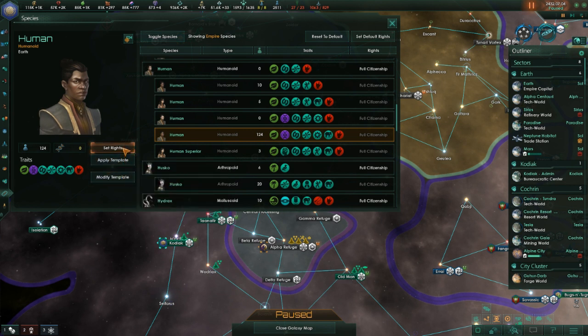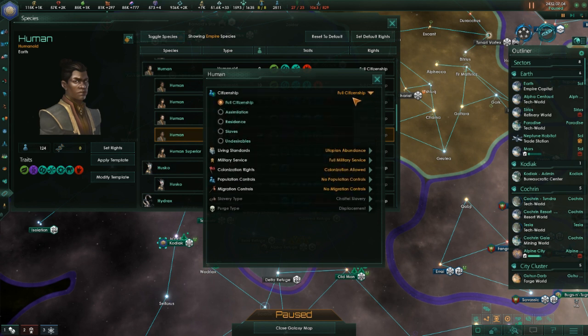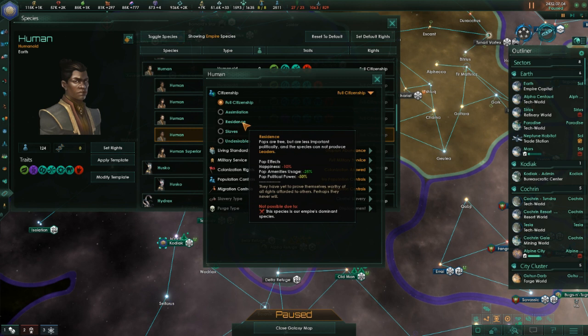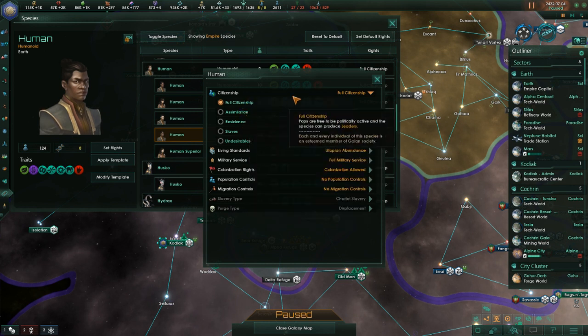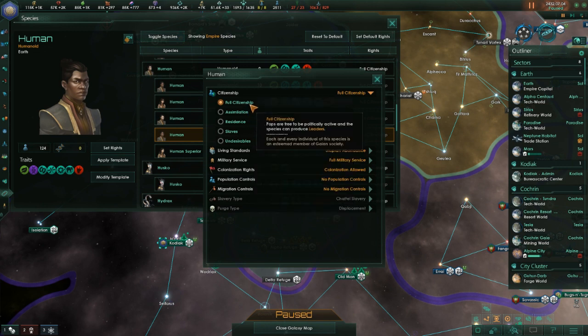Their rights are over here. Set rights. Now, they are full citizens. Anybody who is not a full citizen will probably be a resident. This is what I'm recommending for most of your aliens, unless you want them to be able to go wherever the heck they want. Your first handful of aliens will be totally fine at full citizenship, but once you start getting a bunch of smaller races involved, I recommend setting their default rights to residence so that you have to manually select them and put them to full if you want them to be able to become leaders and such.